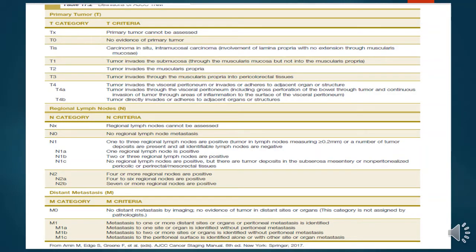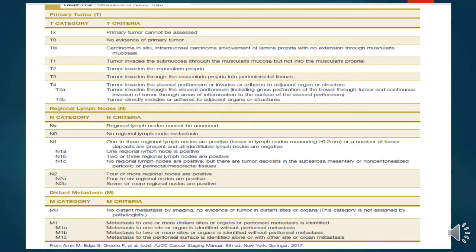TNM staging for the colonic carcinomas. As you can see, Tis denotes carcinoma in situ. If the tumor is in situ, meaning it's located in the mucosal area, with no involvement of the lamina propria but no extension through the muscularis mucosae, then this is Tis.